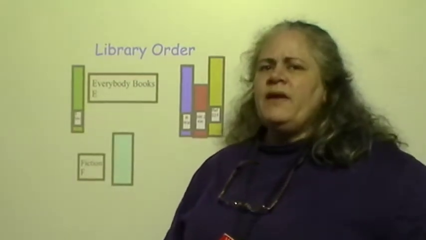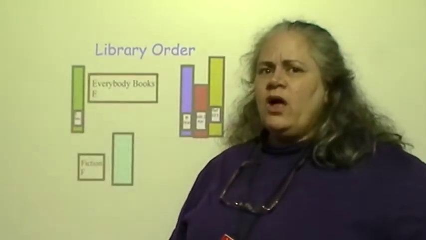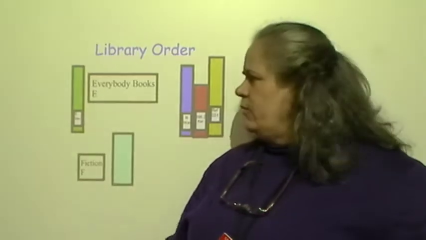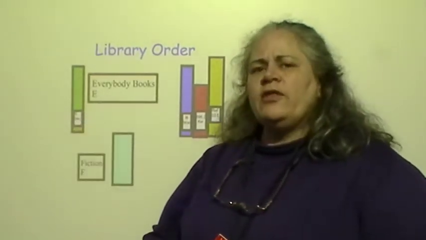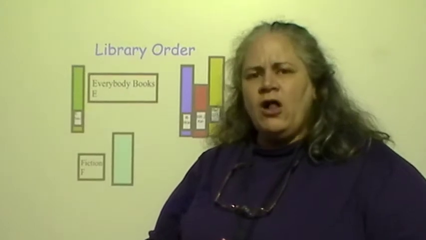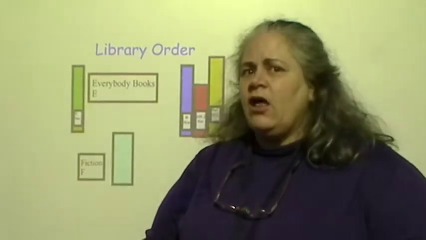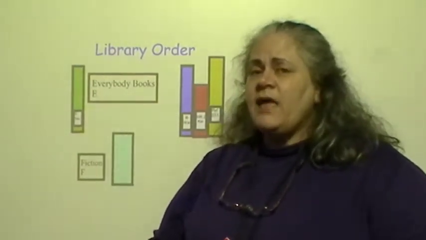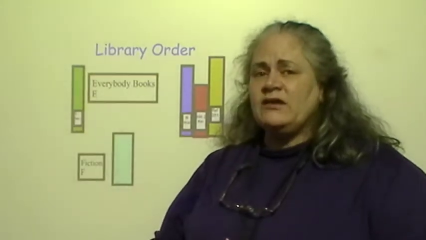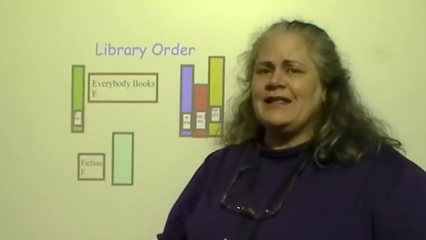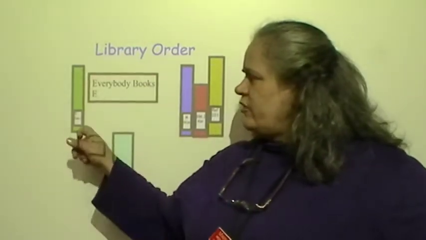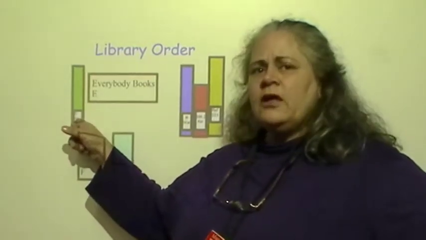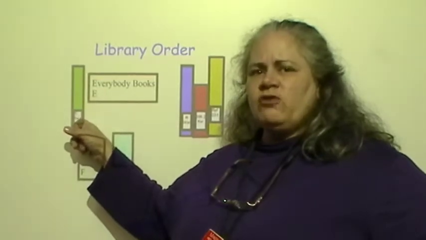Library order. Many of you have asked me what those little white labels on the spines of the books stand for. Those labels are called the call numbers. Not all of them have numbers on them. A lot of them have only letters, but we still call it a call number because that is the tradition. We use that call number as the address of the book.